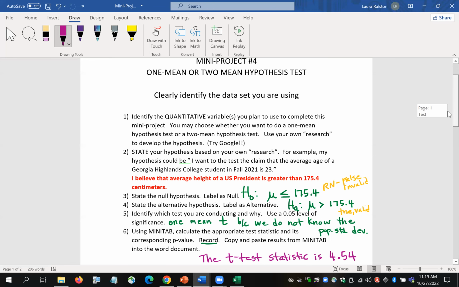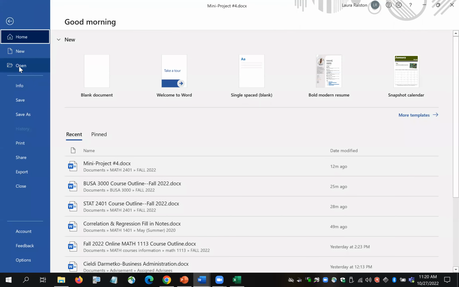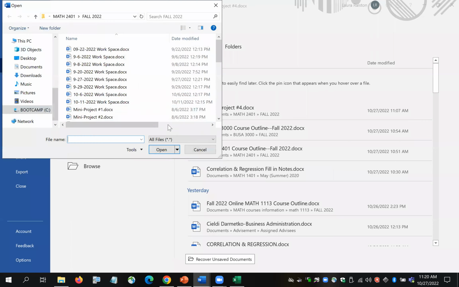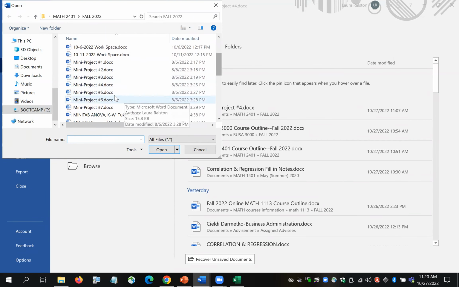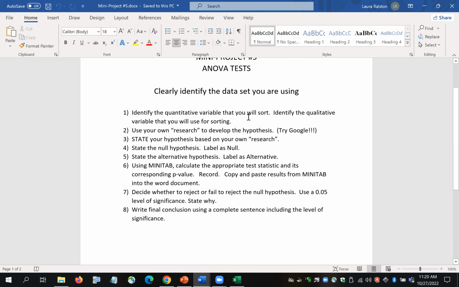Okay. While we're here, may I go ahead and give you a heads up about mini project 5 related to ANOVA? Would that be okay with the two of you? Yes, please do. Okay. So for mini project 5, you're going to be doing an ANOVA. And so remember, with ANOVA, you have numbers that you can sort with a qualitative variable.